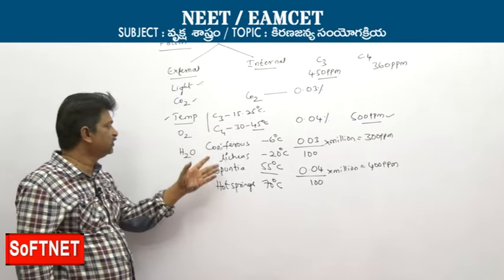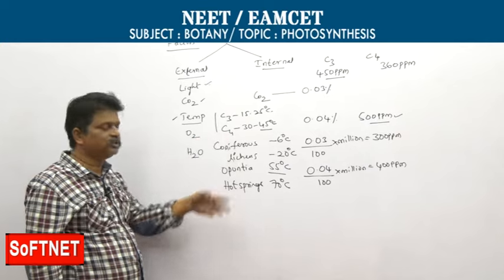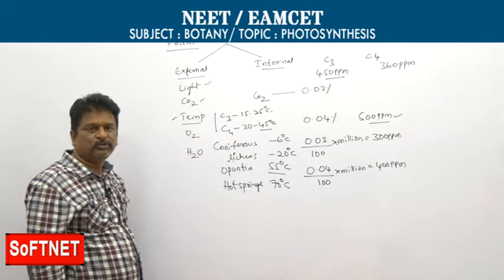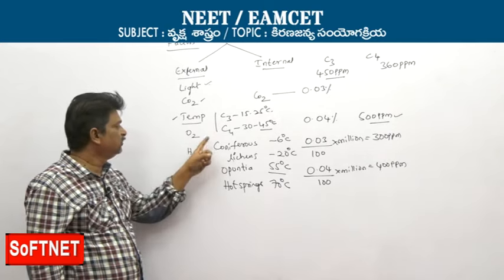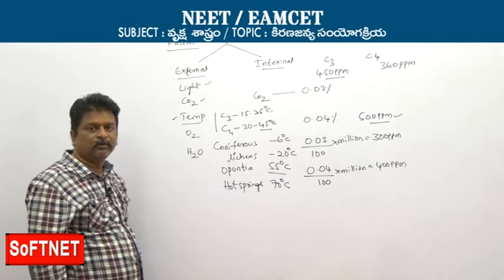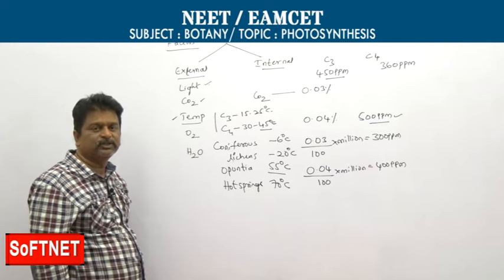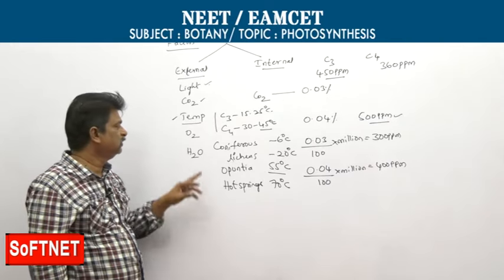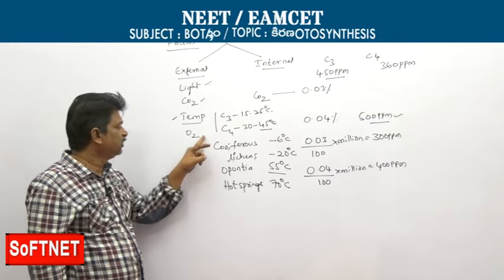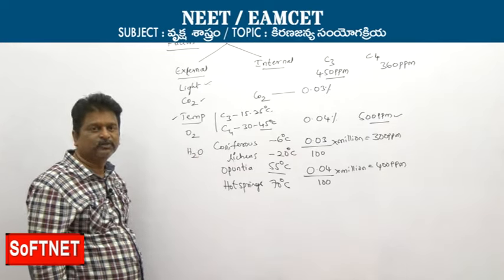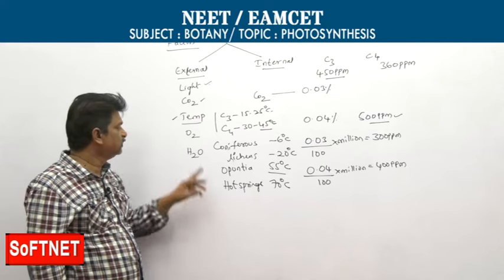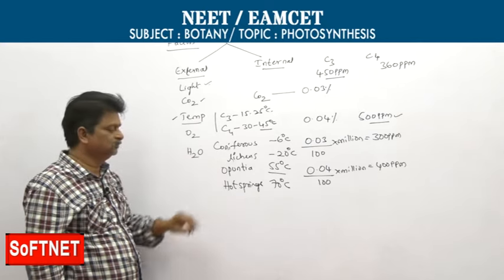Already I discussed, when oxygen concentration is increased, that Rubisco, that carboxylase enzyme, is converted into oxygenase. Once that enzyme becomes oxygenase, instead of carbon dioxide, RuBP fixes oxygen. So, photorespiration takes place and the photosynthetic rate is decreased.